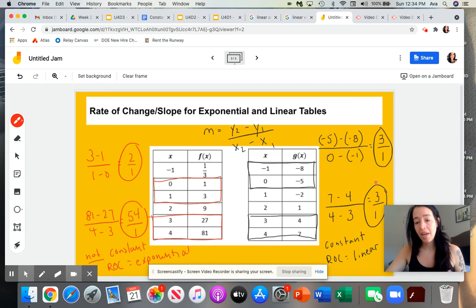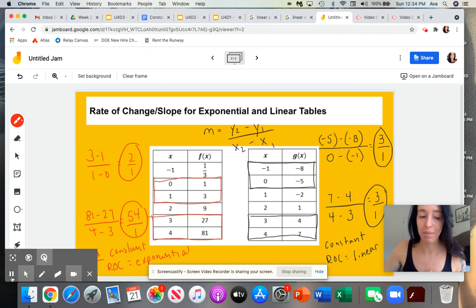So again, if the slope is staying the same throughout the table, that means we have a constant rate of change, which is going to make a straight line, which is linear. If the slope changes throughout the table, like we have here when it went from 2 all the way to 54, what that means is it was less steep and it ended up very steep. That is not a constant rate of change. It's going to create a curve, which gives us the exponential function.